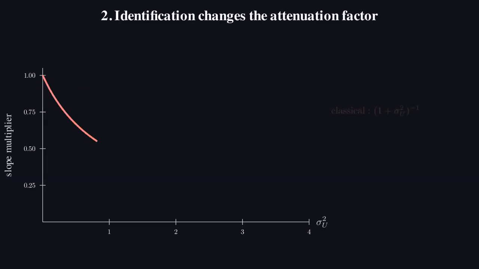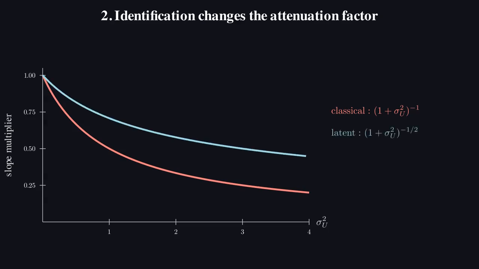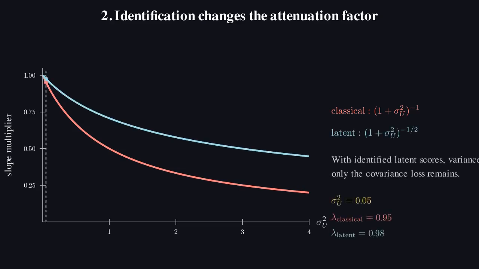In the ordinary classical error case, the observed predictor has inflated variance, so the slope is multiplied by 1 over 1 plus sigma u squared. For an identified latent predictor, the variance inflation has already been removed by standardization. That changes the slope multiplier to 1 over the square root of 1 plus sigma u squared. The two curves are not the same.